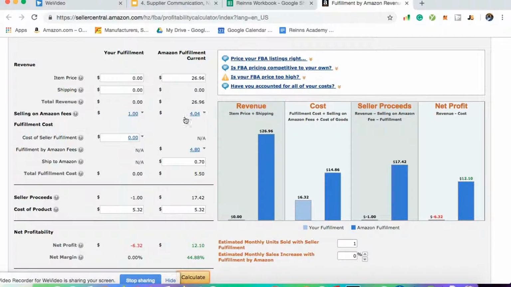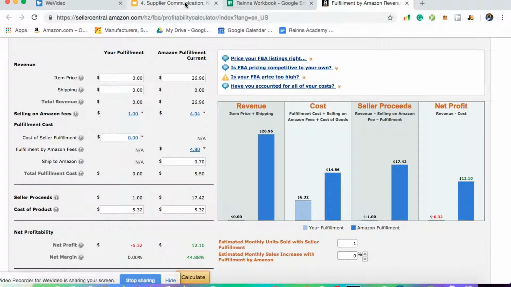This 4.04 is what Amazon charges you for selling on their platform and also for storing. So basically you're going to be doing this process even for the other products. Like I told you, it's quite important to get to know these values, and once you get these values, you're able to understand what's really going on and what's really getting deducted.